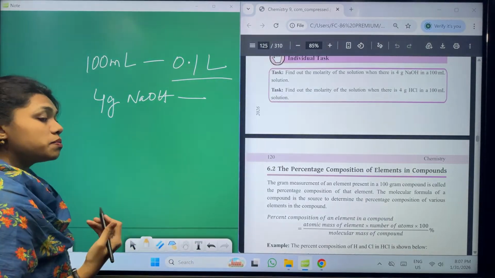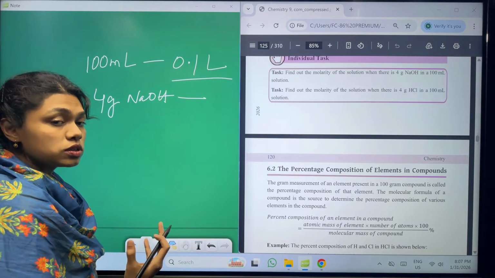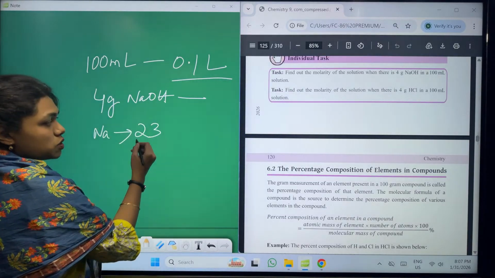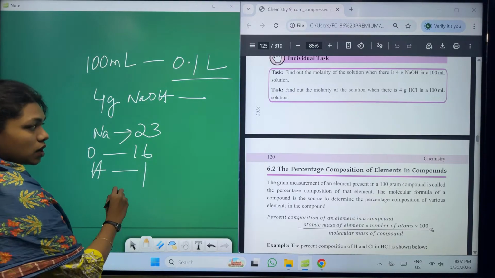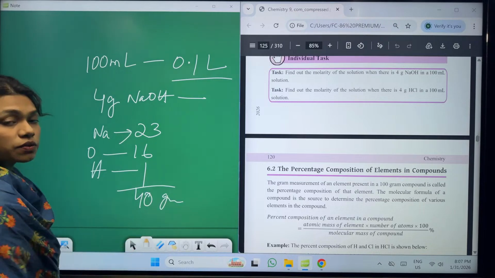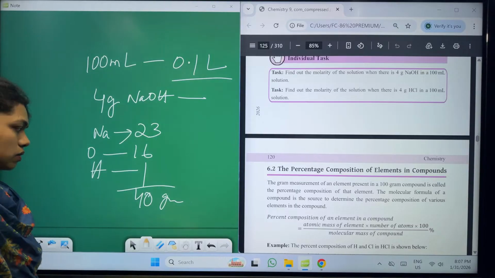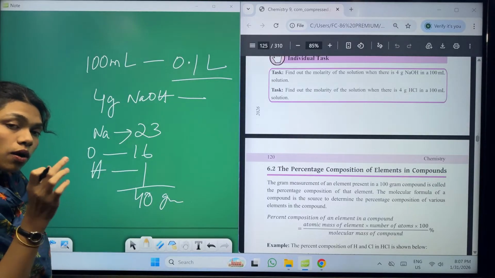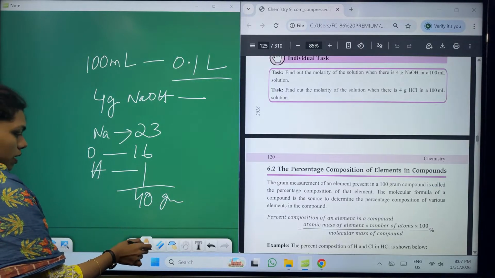Now, what is the molar mass or the mass of 1 mole of NaOH molecules? Well, from the periodic table, the mass of sodium is 23, the mass of oxygen is 16, and the mass of hydrogen is 1. How much is that? 40, okay? 40 grams. 40 grams is the molecular mass or the mass of 1 mole of NaOH molecules, okay? Is that understandable? Let me repeat it once again. The mass of 1 mole of NaOH molecules is 40 gram.